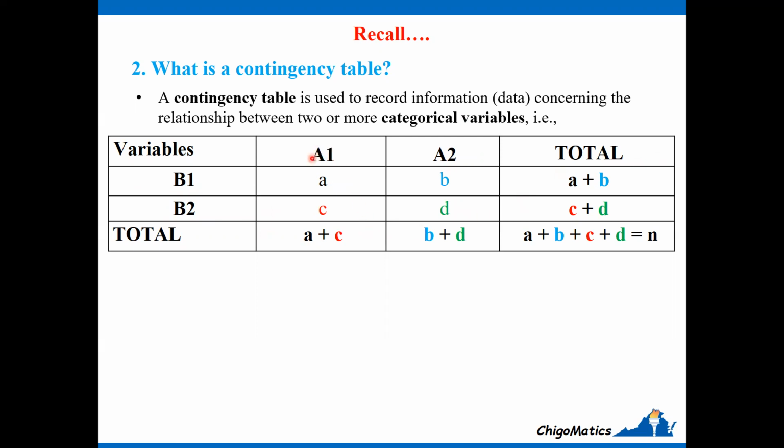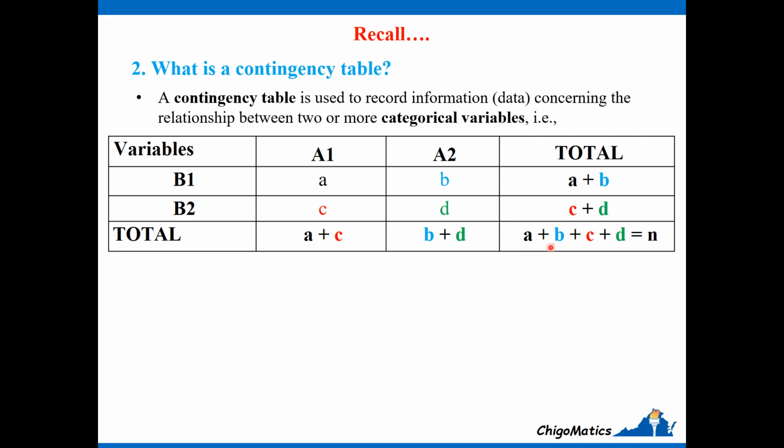If I consider A1, the number of elements in A1, we simply add A and C, that is the total. For A2, we have B plus D, that is the total. Then if I consider B1, the total in B1, I add A and B. For B2, C and D give this total.